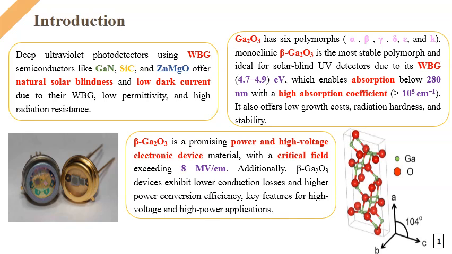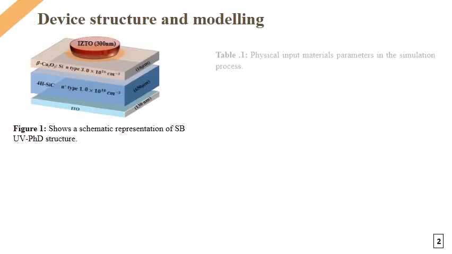Beta gallium oxide is a promising power and high voltage electronic device material with a critical field exceeding 8 megavolt per cm. Additionally, beta gallium oxide devices exhibit low conduction losses and high power conversion efficiency, key features for high voltage and high power applications. Now we will move to the device structure and modeling.